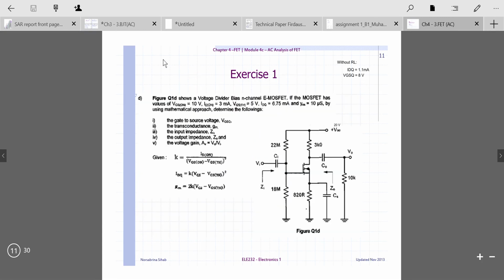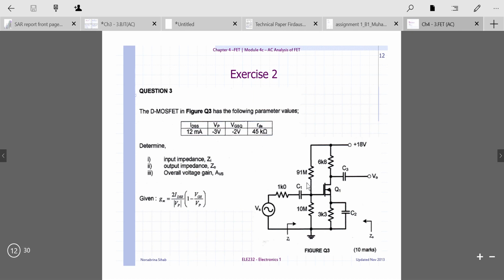This is an exercise. If you want to try, you can try. That is all for today's lecture. I will continue in the next lecture with the unbypassed circuit. Okay, thank you very much.